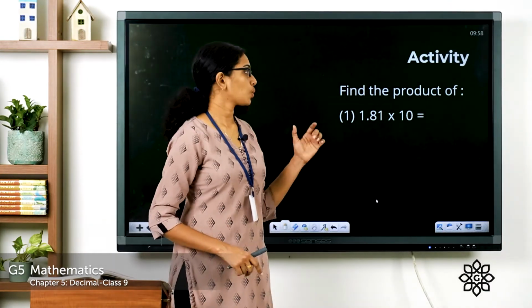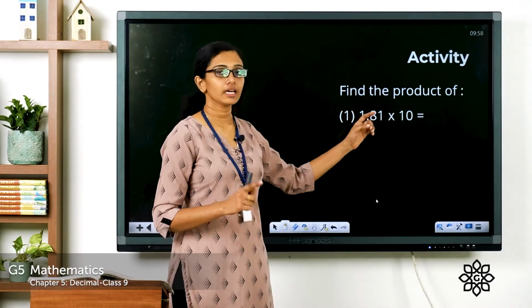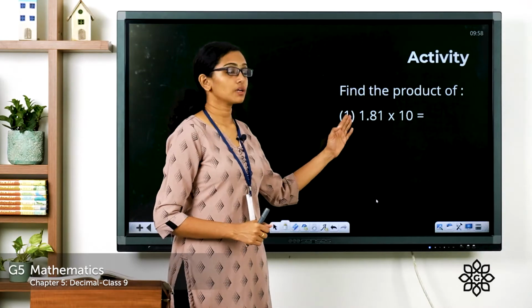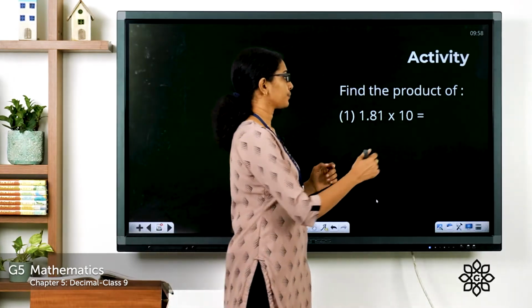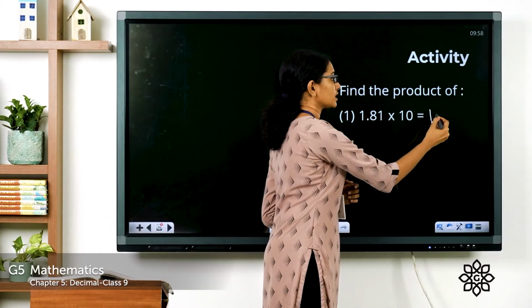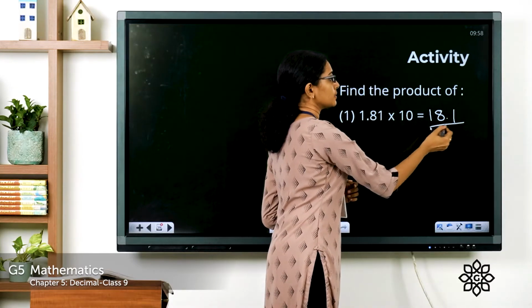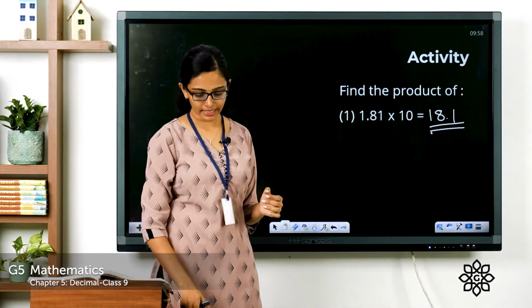So our question is 1.81 into 10. The multiplier is 10 and there is only 1 zero in 10. So you have to shift the decimal point one place to the right. So the answer would be, the decimal point is here between 1 and 8. When you shift it, it will come in between this 8 and 1. So our answer will be 18.1. Hope you got this one correct.